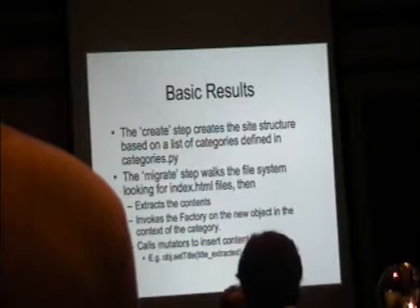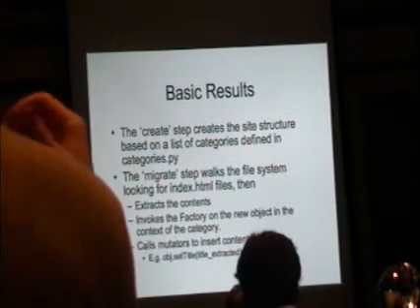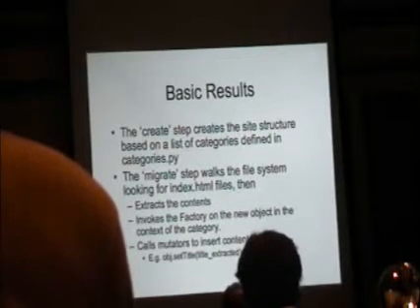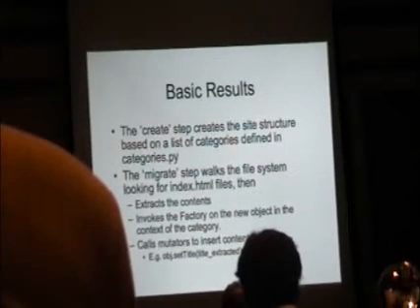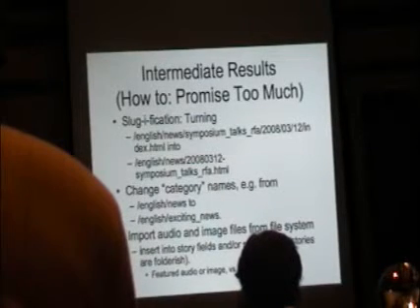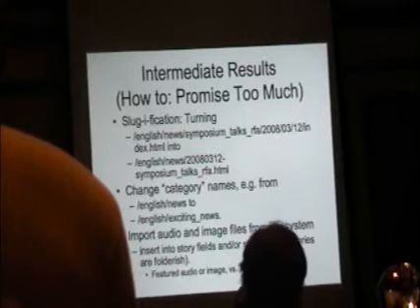Migrate, then once this site structure exists, then of course we can put the objects where they go. The migrate step does that. It walks the file system and extracts the contents, calls the factory on the new object that it wants to create, and then it does mutators to put the text and other things into the storage. That's the most basic description of what it does.